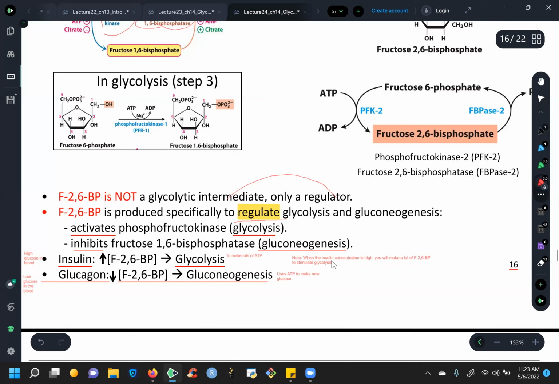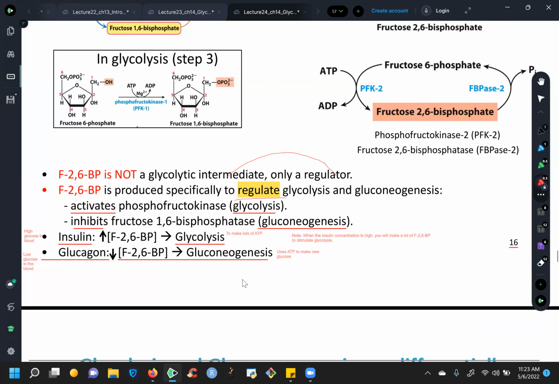Okay, so note, when the insulin concentration is high, you will make a lot of fructose 2,6-bisphosphate to stimulate glycolysis. And when you're starving, like you've been in lab for 12 hours, you have low glucose in the blood. So glucagon will decrease fructose 2,6-bisphosphate concentration, and gluconeogenesis will be used. This is where you use ATP to make new glucose.